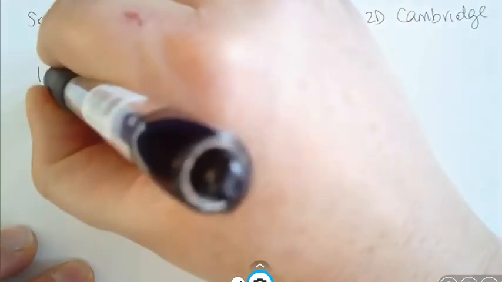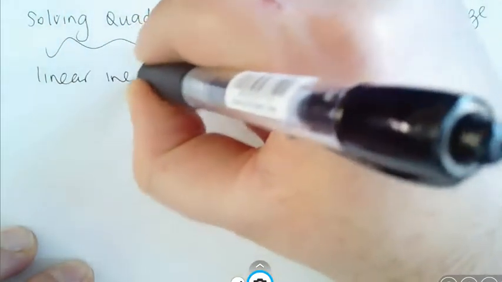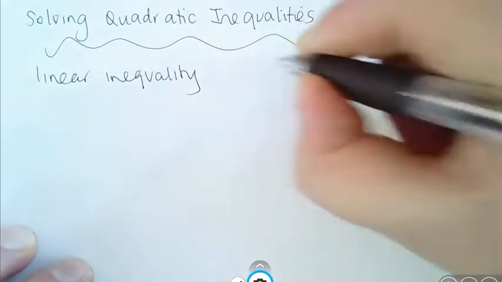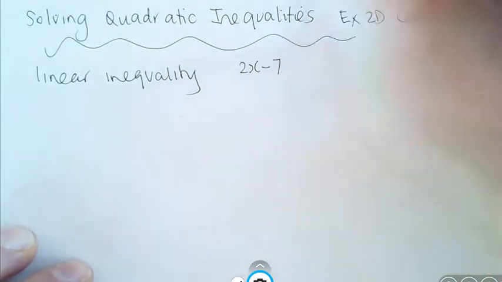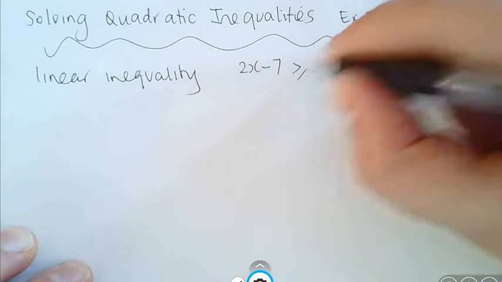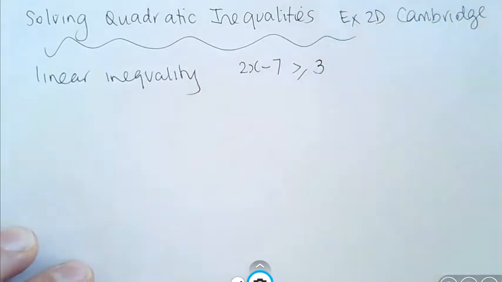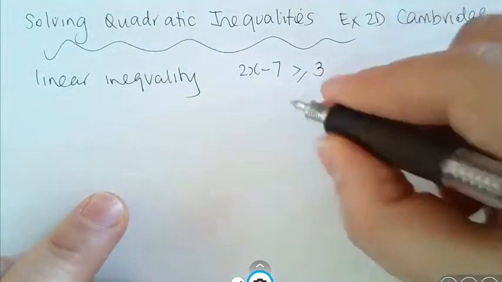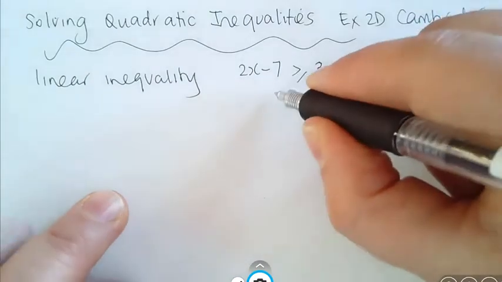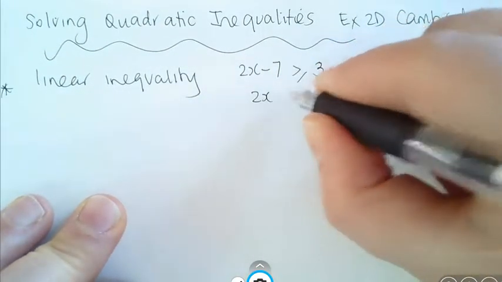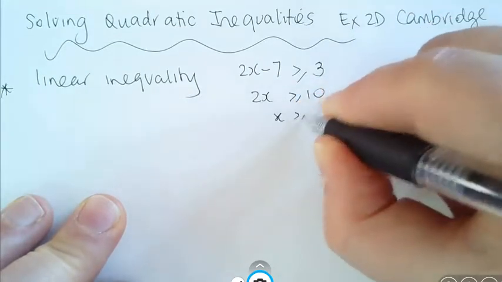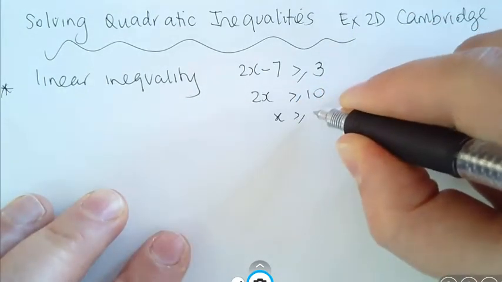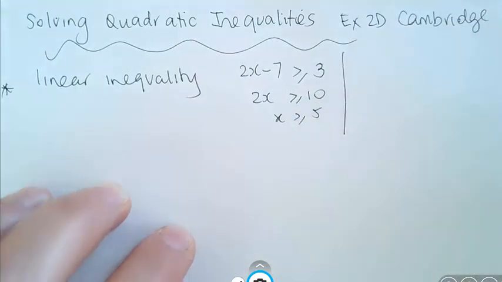So, for example, this is a linear inequality, something like this. 2x minus 7 is greater than or equal to 3, that's a linear inequality. We know how to solve that, okay? So to solve this, what do you do with this? You just move, 2x is greater than or equal to 10, x is greater than or equal to 5, and I could do one with a negative.